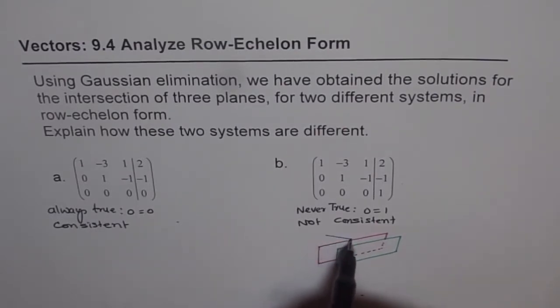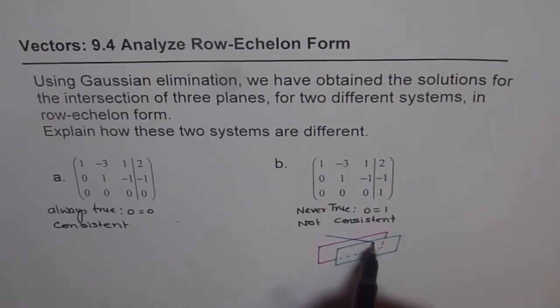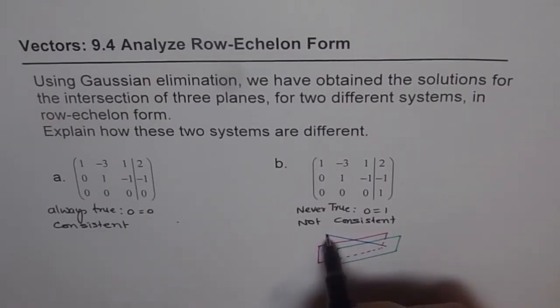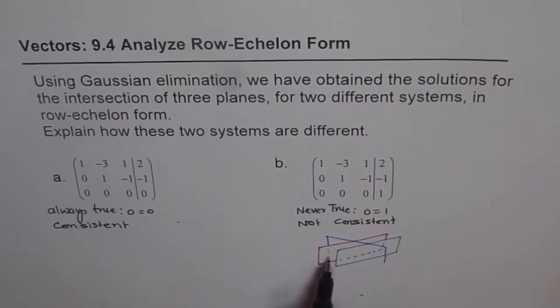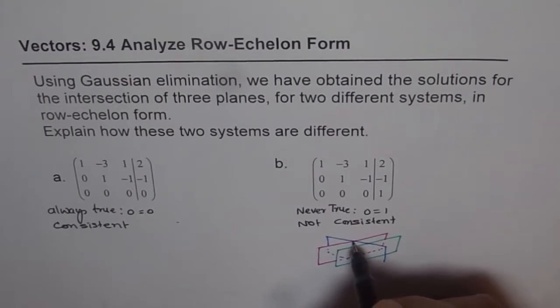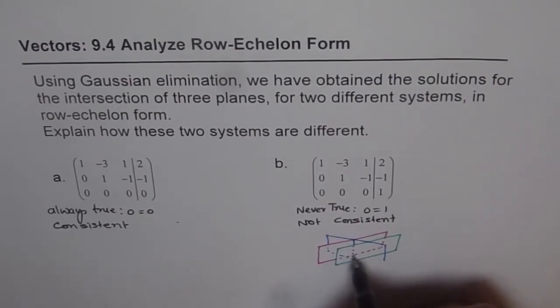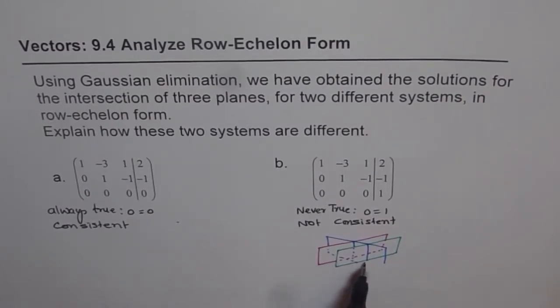For example, let's say this is my third plane. Let me just draw like this. This was not a good drawing anyway. Let's say this is the line of intersection for the first plane, and this is the line of intersection for the second plane, and that is the line which I'm drawing. So that is how the situation could be.